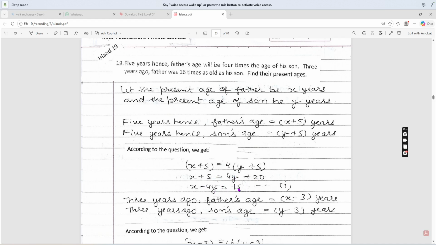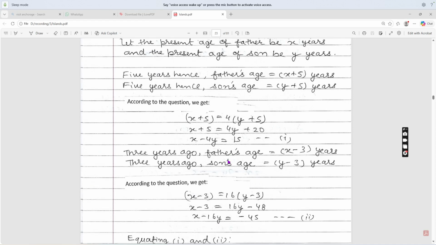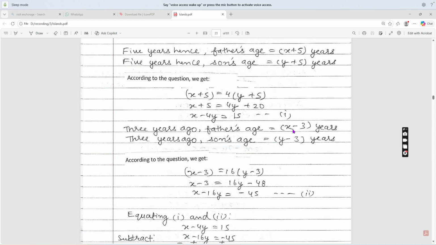Now we will see the next condition. 3 years ago, father's age would be x minus 3 and 3 years ago, son's age would be y minus 3, because we are going back. Whenever we are going back, it is written as ago, and we have to subtract that much quantity of time from their present age. So in both the cases, we are going back up to 3 years. So the age of father 3 years ago would be x minus 3 and the son's age 3 years ago was y minus 3.